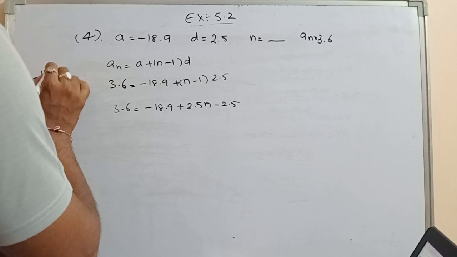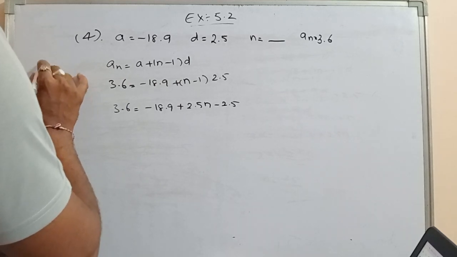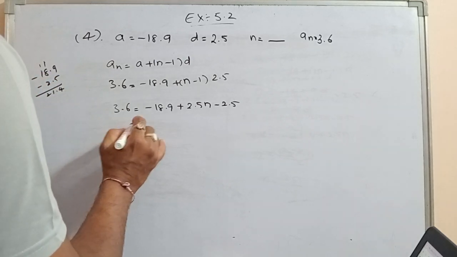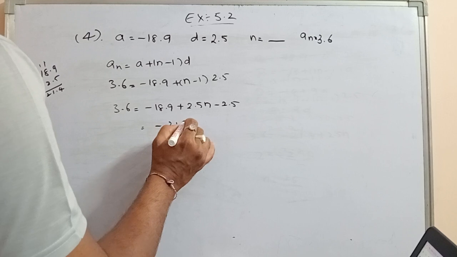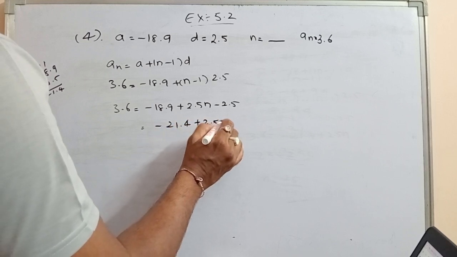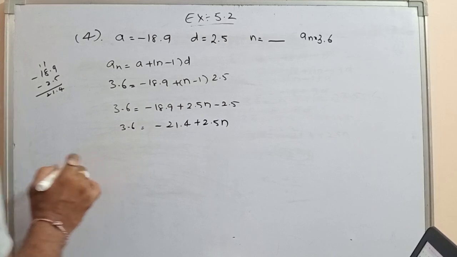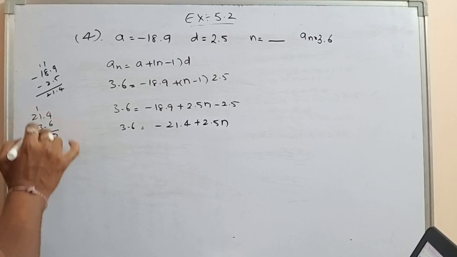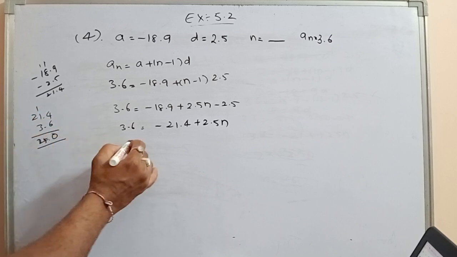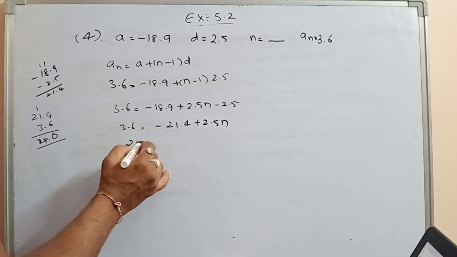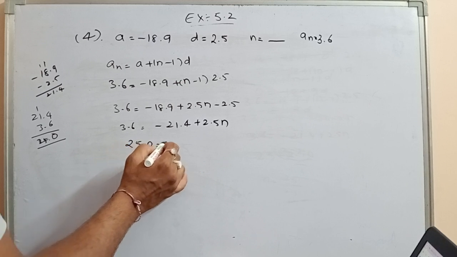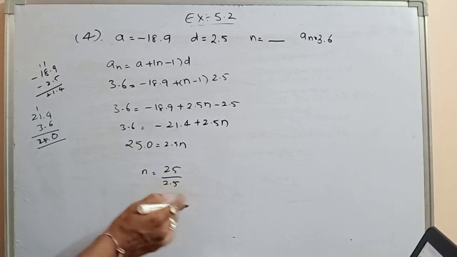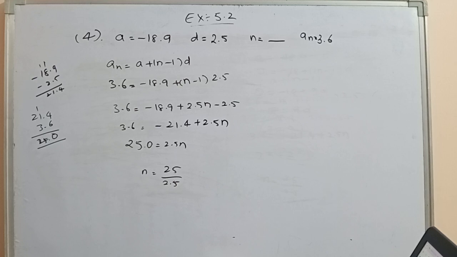So minus 18.9 minus 2.5 becomes minus 21.4, plus 2.5n. This is the same as 3.6. So 21.4 plus 3.6 becomes 25.0, is equal to 2.5n. So the value of n is equal to 25 by 2.5. You can simplify it.